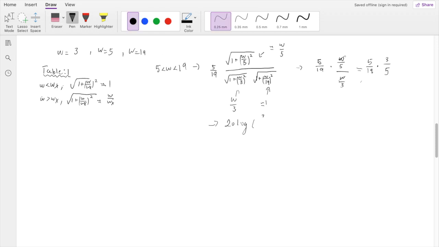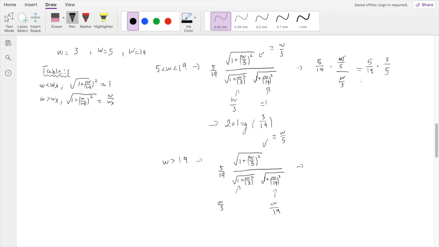20 log 3 over 19. And now for the final line segment, it'll be when w is greater than 19. So now that w is greater than each one of our frequencies, we have to approximate everything as w over the frequency. So what we'll do here, we'll put in our transfer function. So this will simplify to w over 5. This will simplify to w over 3. And this will simplify to w over 19.